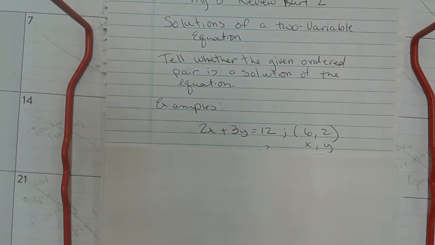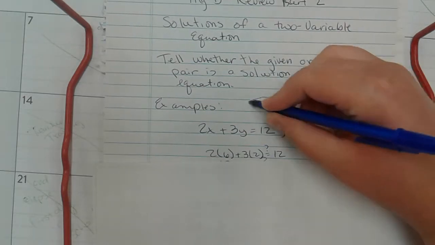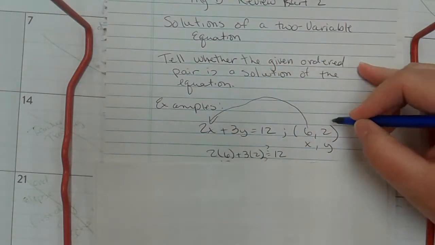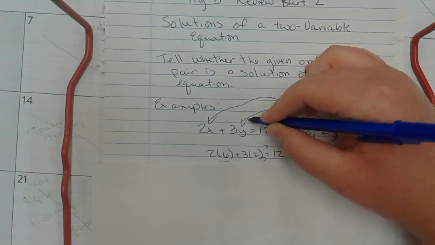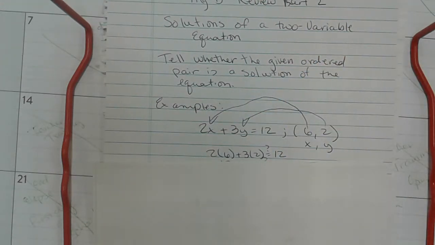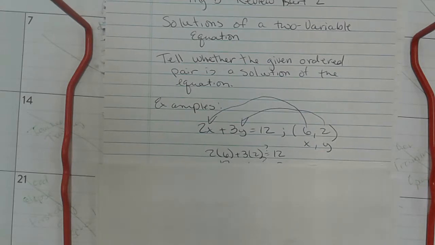And I always label my stuff. When I plug things in, I always label things so that I know exactly what is happening, okay? And therefore, I don't really make a mistake later on. I don't try to transpose things or whatnot. So you're going to plug it in. I'm going to take 6 into x. I'm going to take 2 into y. And I'm going to see if that makes a true statement. Well, does it?